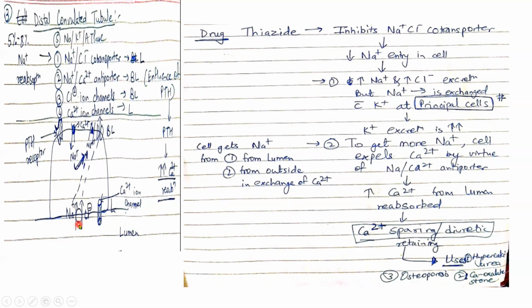Here it is present. Now what do you expect to happen? Directly, what is going to happen? Less sodium will be entering the cell, less chloride will be entering the cell. So a very direct correlation would be: sodium and chloride are entrapped in the lumen.